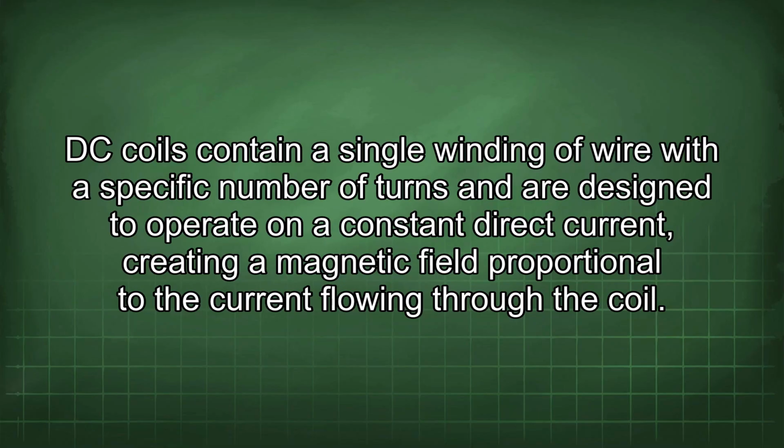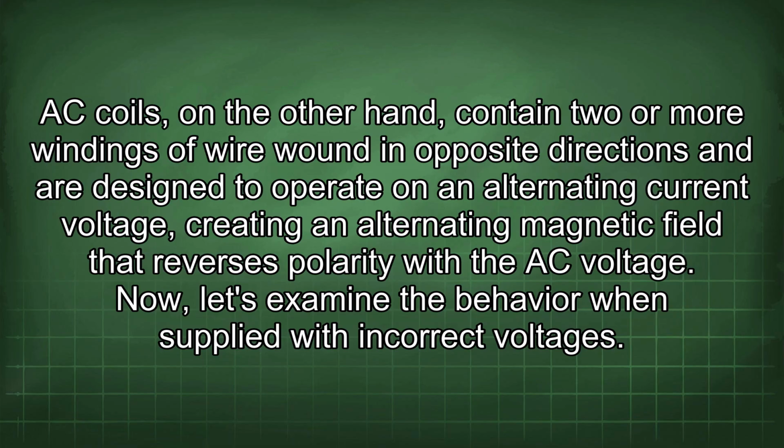DC coils contain a single winding of wire with a specific number of turns and are designed to operate on a constant direct current, creating a magnetic field proportional to the current flowing through the coil. AC coils, on the other hand, contain two or more windings of wire wound in opposite directions and are designed to operate on an alternating current voltage, creating an alternating magnetic field that reverses polarity with the AC voltage.